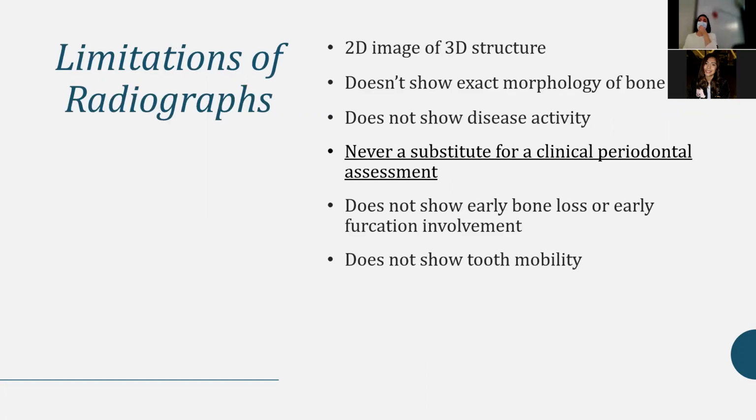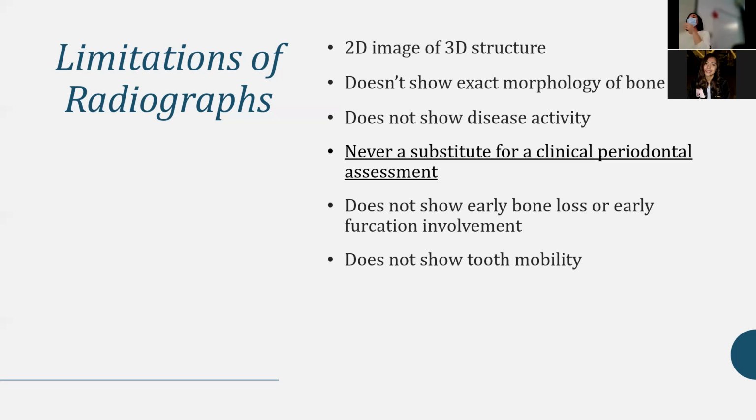Okay, so the limitations of x-rays for diagnosing perio is that you're looking at something three-dimensional. This is the limitation no matter what, but you're looking at a three-dimensional structure and taking a 2D picture. So everything's overlaid, and we've already discussed that limitation in relation to other things as well. It doesn't show the exact morphology of the root. So those dips and curves and stuff, you don't see the exact precise morphology. And it doesn't show disease activity. It's a moment in time. So you don't see active disease.